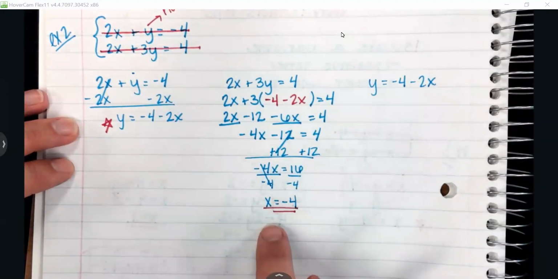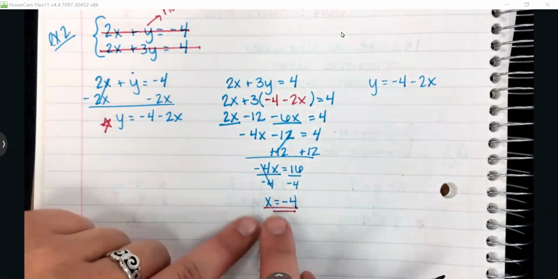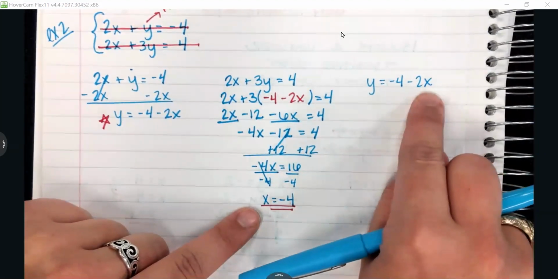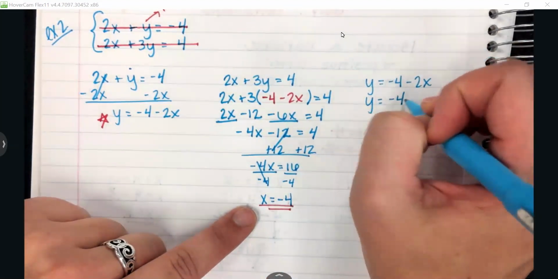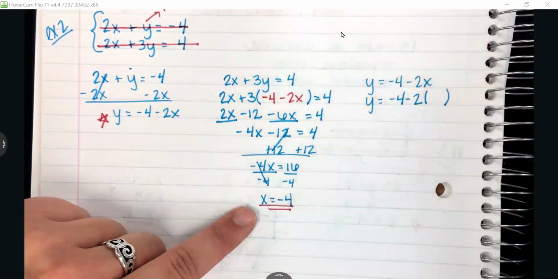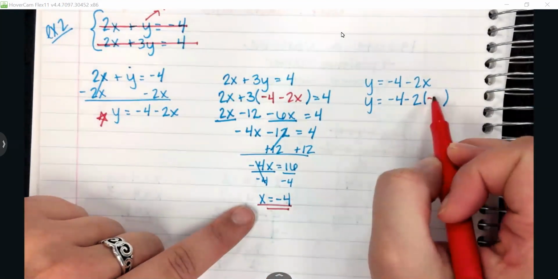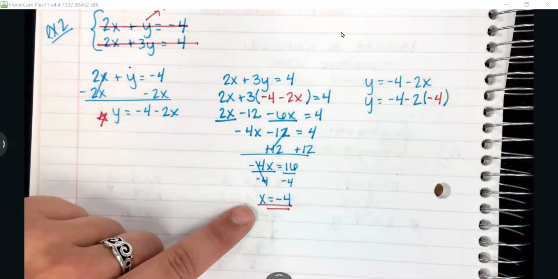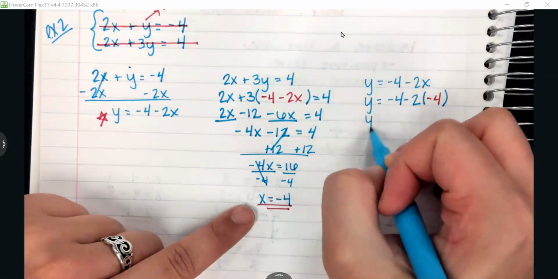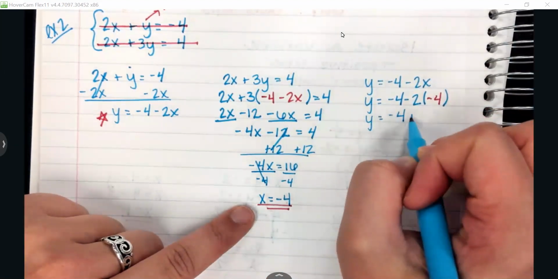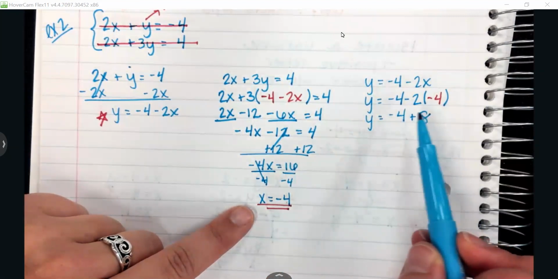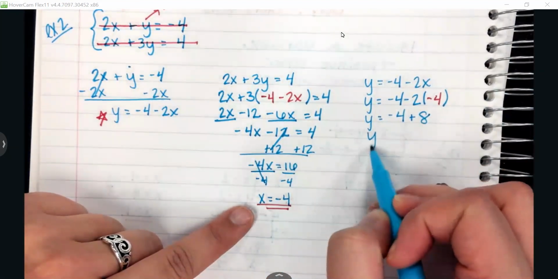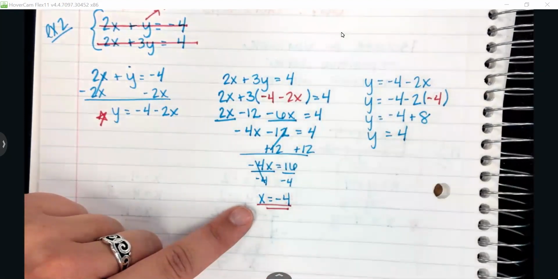What letter did I just solve for? X. So I replace my x. Y equals negative 4 minus 2 times negative 4. Y equals negative 4 plus 8. You have to do your multiplication first. Y equals 4.